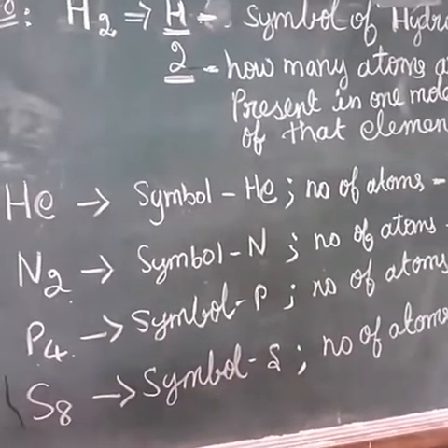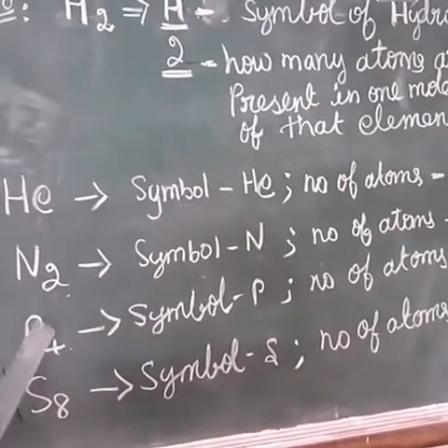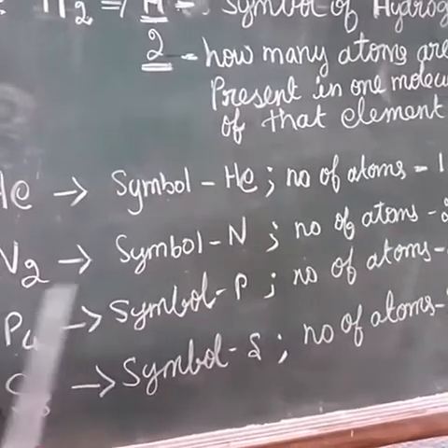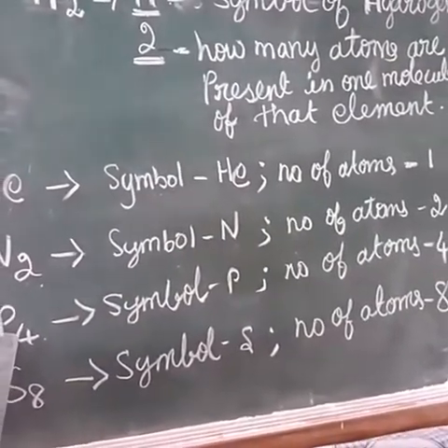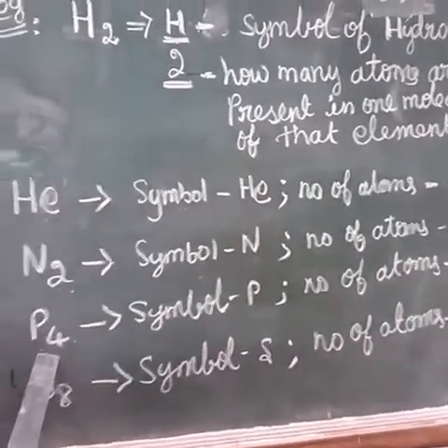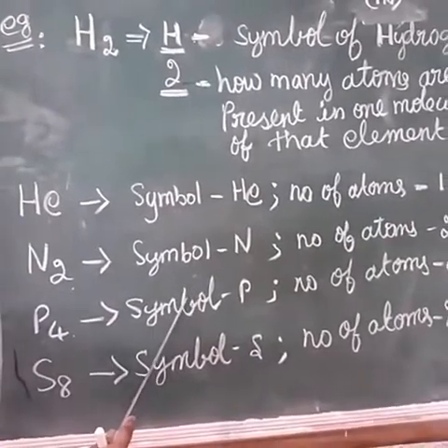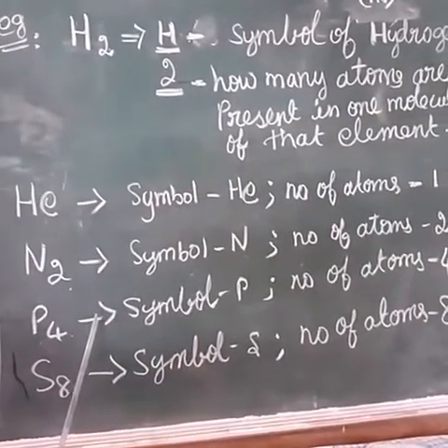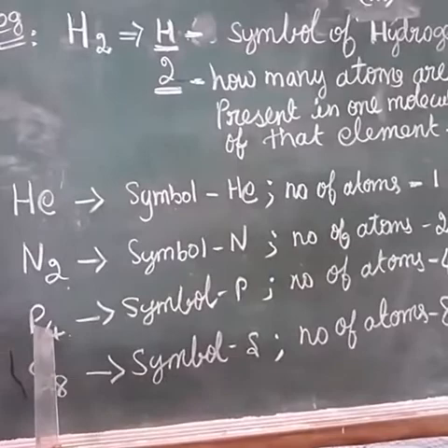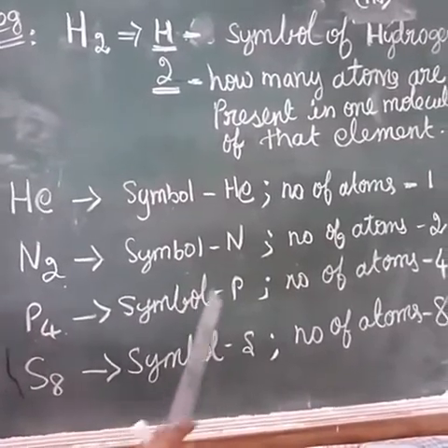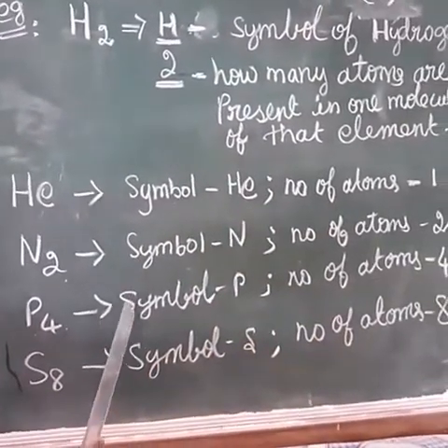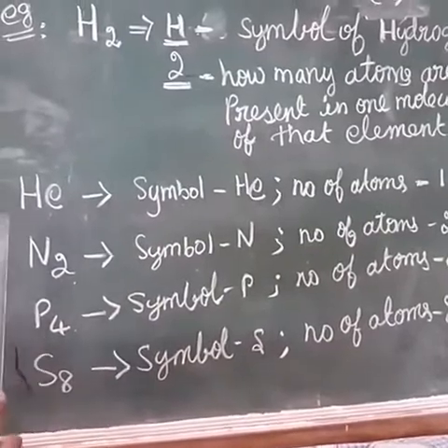Next example, P4. P is the symbol of the element phosphorus. The symbol P shows that it contains atoms of phosphorus only. And subscript 4 shows that there are 4 atoms in each molecule of phosphorus.